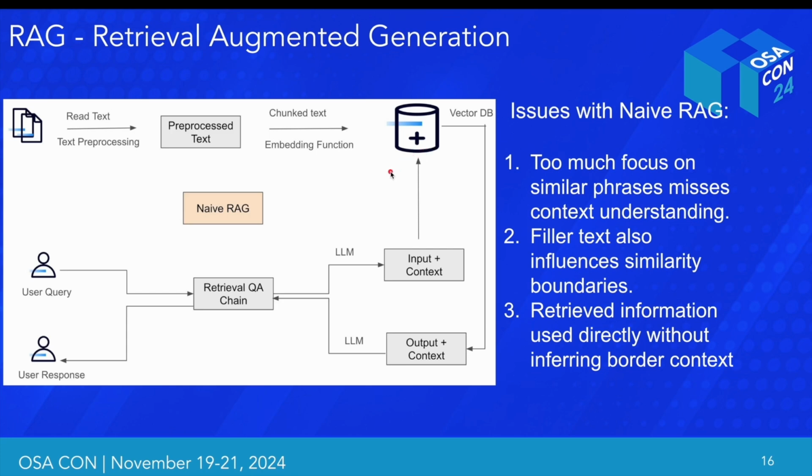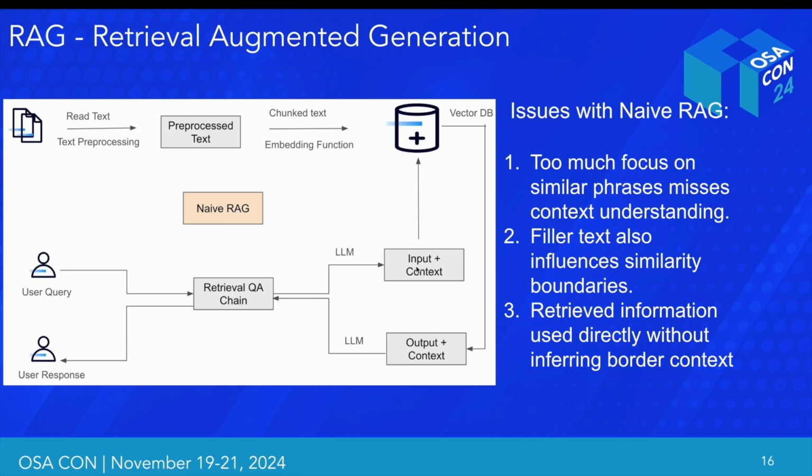Now, user queries are also converted into a vector embedding, and then a similarity search is executed against the vector database. The result gets passed through an LLM, which adds context from the question and responds to the end user in a meaningful way. So that's in a nutshell what RAG is.